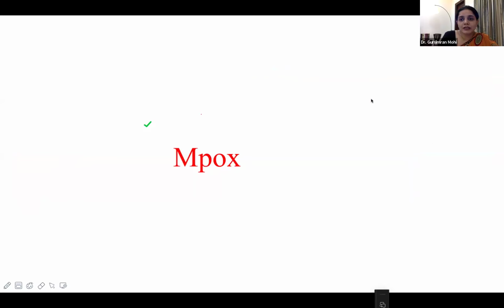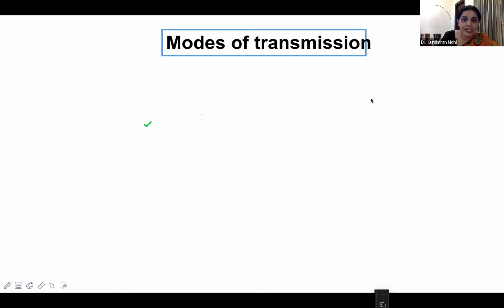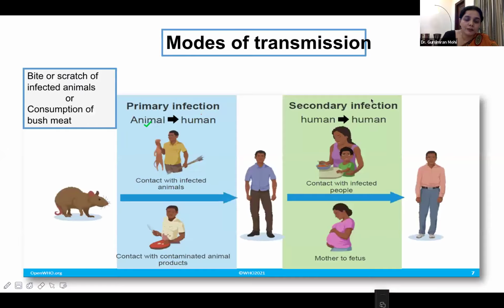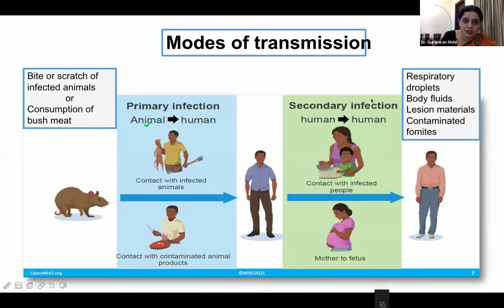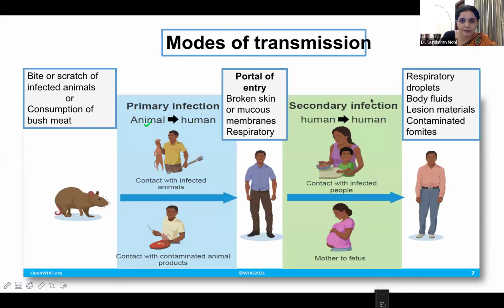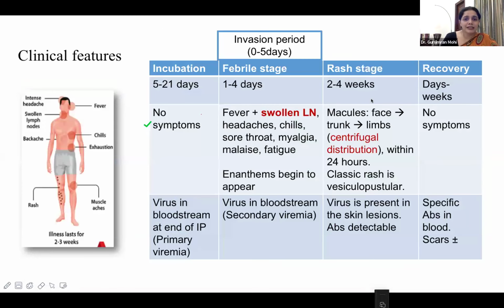Next comes the pustular rash. The recent one is the mpox virus. The transmission is from animals to humans by bat bites, scratches from animals, or consumption of bush meat. There can be secondary transmission from human to human by respiratory droplets. In this, during the initial incubation period there will be no symptoms. This is the primary viremia; the virus is in the blood.